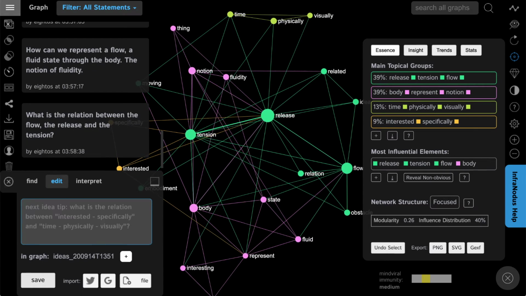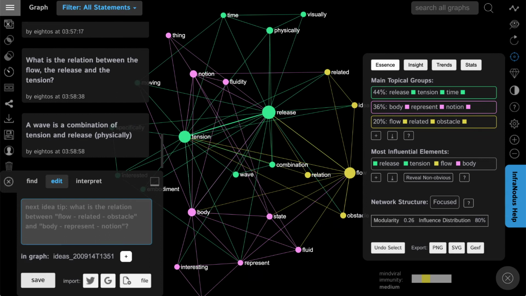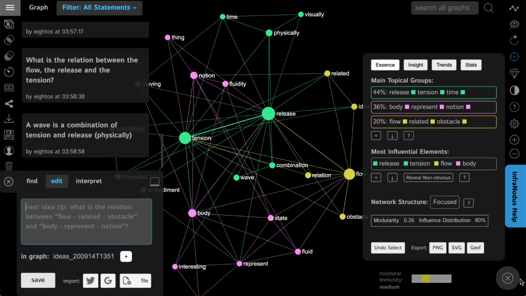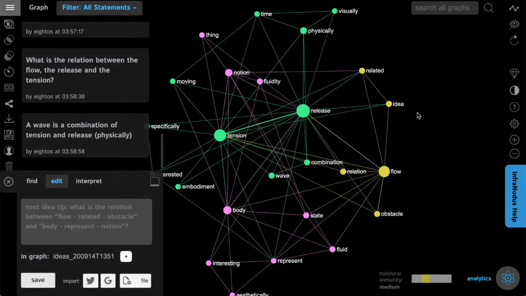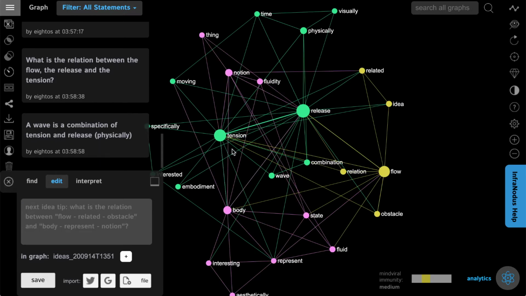I can say that a wave is a combination of tension and release, physically. It is like that. Okay, so here I'm starting to form some new interconnected clusters of nodes. I can select this statement and see, okay, here is a wave, relation flow. So maybe I want to develop this idea a little bit further about the wave.